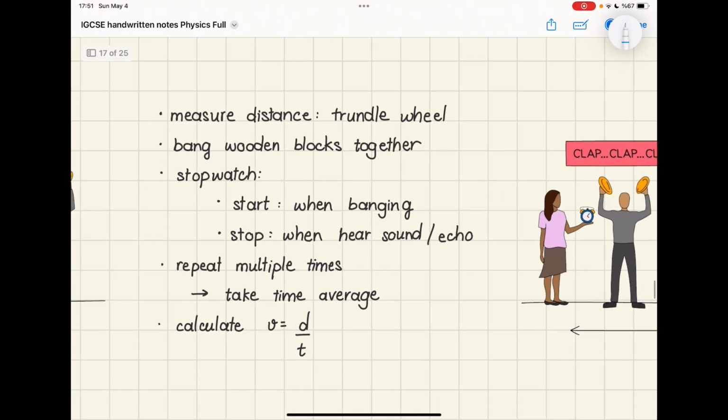So to measure distance, we have a trundle wheel, we bang wooden blocks together, and we have a stopwatch, starting when banging and stopping when hearing the sound. This would be very hard to measure like this, but we repeat, of course, multiple times, take the average time and calculate the speed.